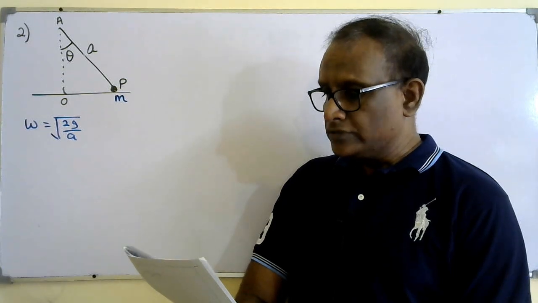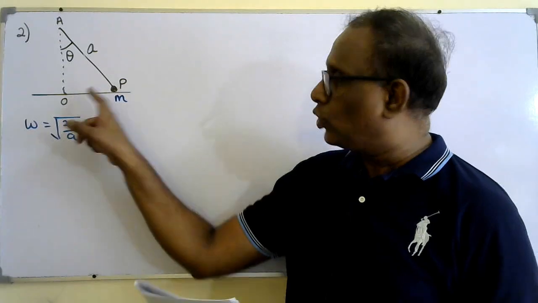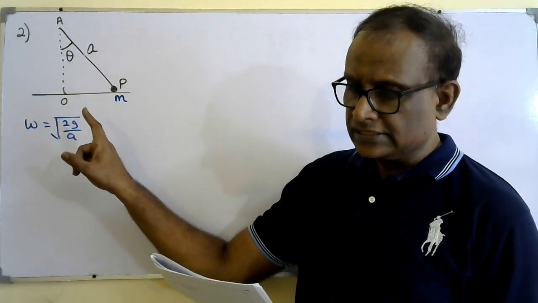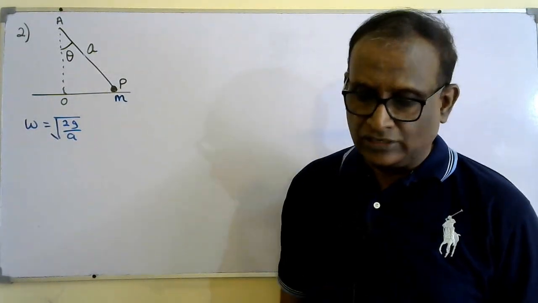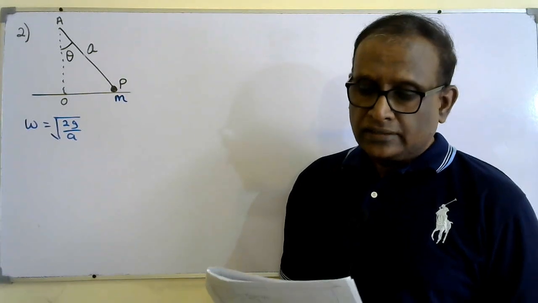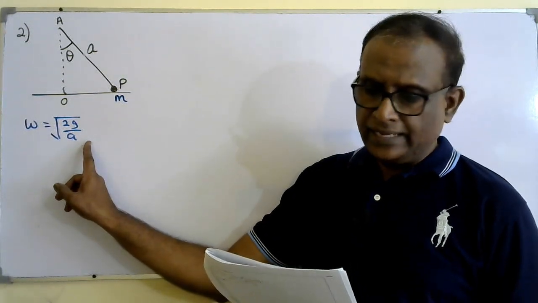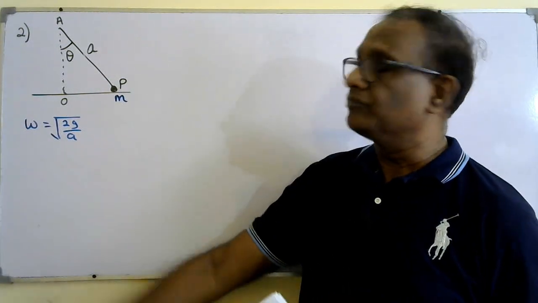The particle P moves in a horizontal circle on the table with the string taut. The center of the circle is O. AO is vertical and the string makes a constant angle theta with AO, as shown. The angular speed is given as the square root of 2g over a. Find the range of possible values of theta. I need to find the possible values of theta.